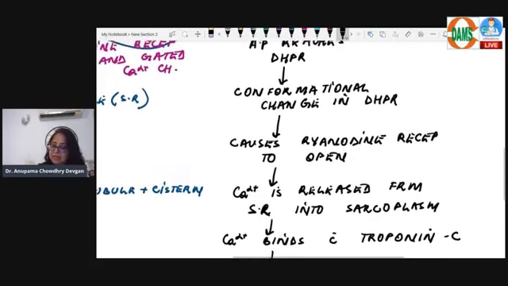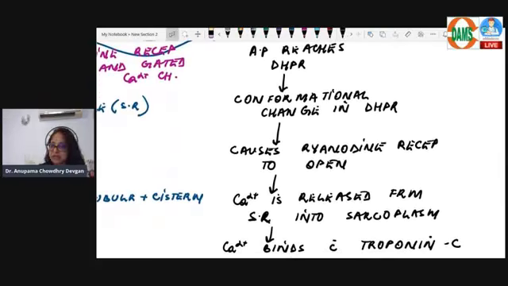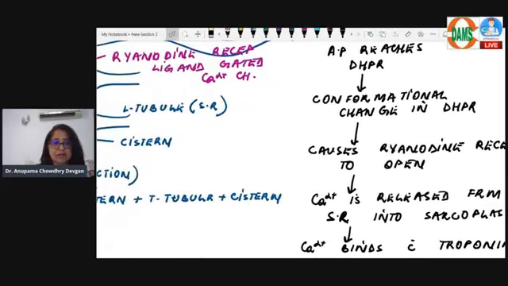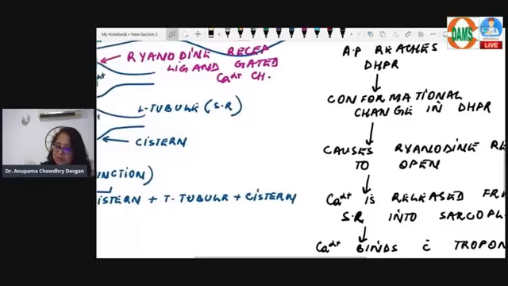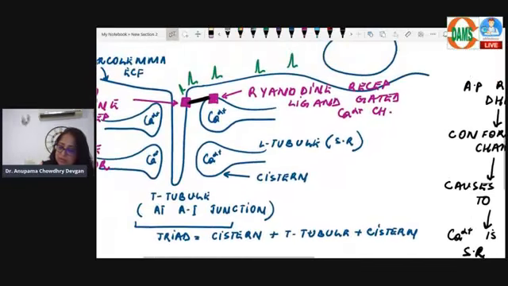Okay? Now, see this once again. As soon as the action potential reaches the dihydropyridine receptor, there is a conformational change of the dihydropyridine receptor. Between the dihydropyridine receptor and the ryanodine receptor, there is a physical interaction which causes the ryanodine receptor to open. Through this receptor, calcium comes out of the sarcoplasmic reticulum into the sarcoplasm and binds with troponin C, tropomyosin slides, and active sites are exposed, all of which you have already done. Right?